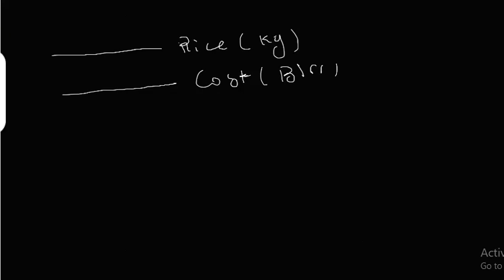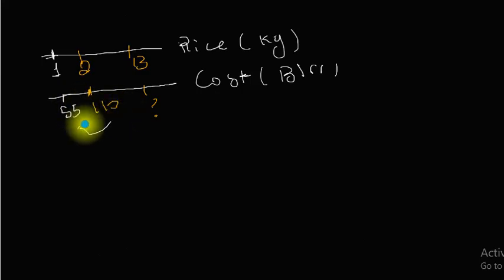Now let's see. If you remember, 2 kilograms of rice cost 110 birr. The question was, 13 kilograms of rice cost how much? So let's do a similar thing. Let's find the unit first. 1 kilogram of rice costs 55, because we just divide both sides by 2.